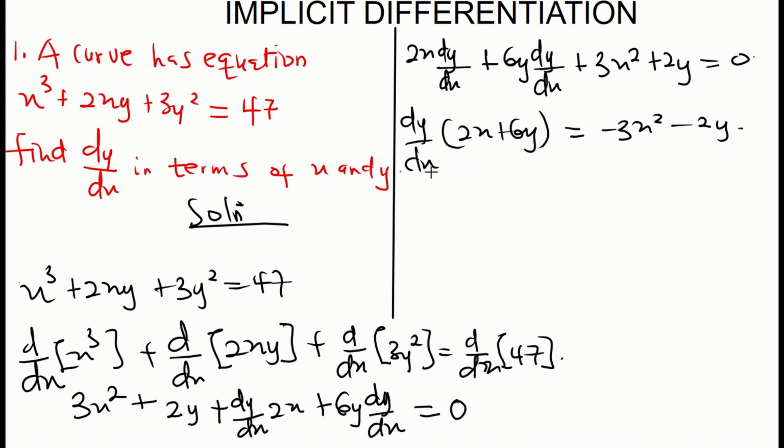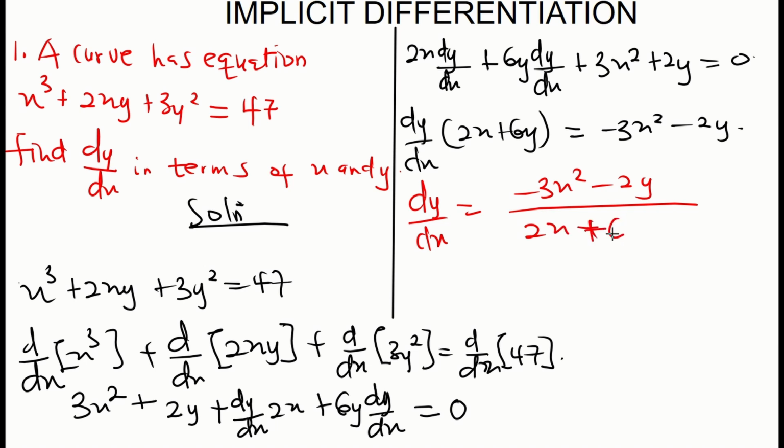Then we can make dy/dx the subject, or make dy/dx stand on its own, where dy/dx is equal to minus 3x squared minus 2y, all over 2x plus 6y. Now this is our dy/dx of the equation of the curve x cubed plus 2xy plus 3y squared, which equals 47.